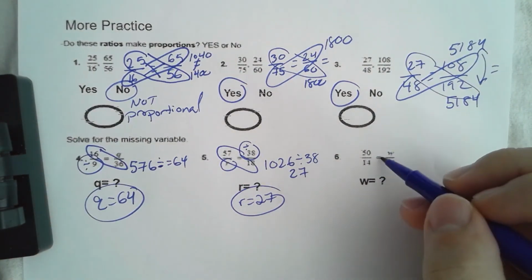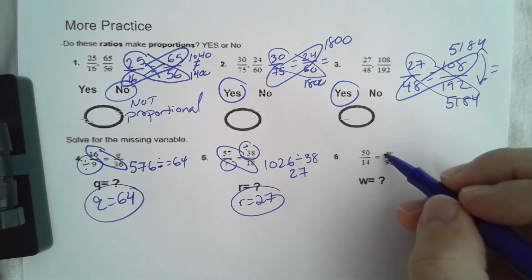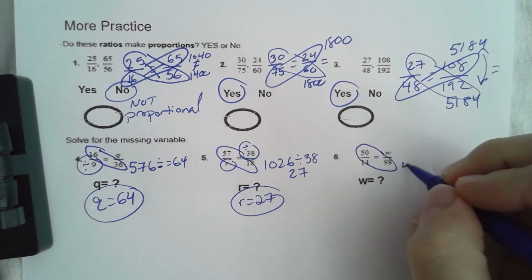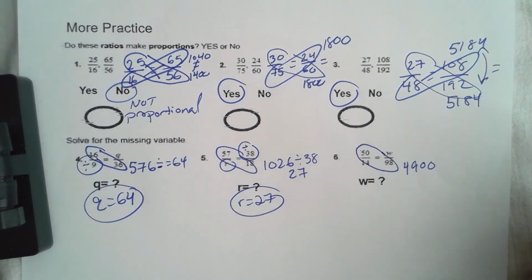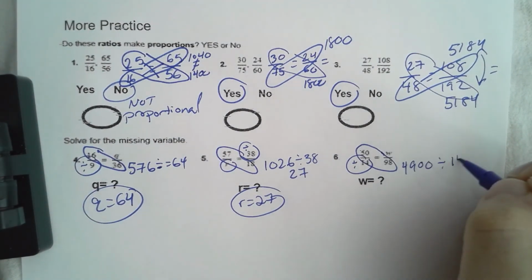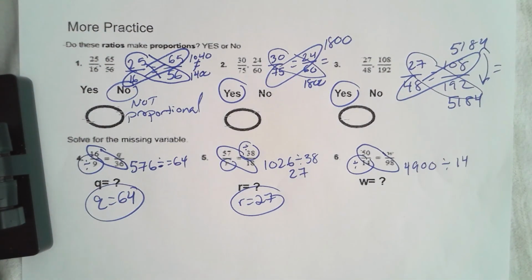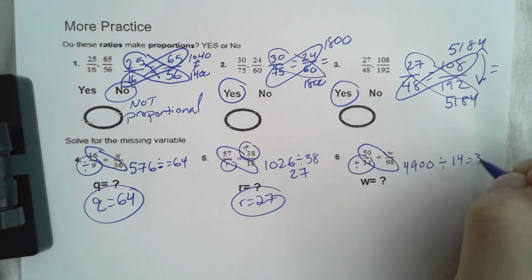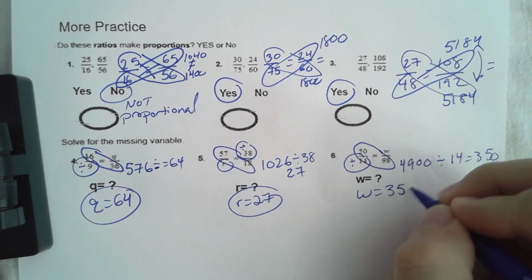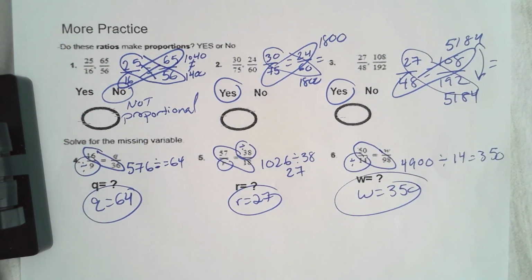50 over 14 equals w over 98. Same thing. Cross multiply 50 times 98. I get 4,900. And then I have this last number here, 14. I'm going to divide by 14. I get 350. So w equals 350.